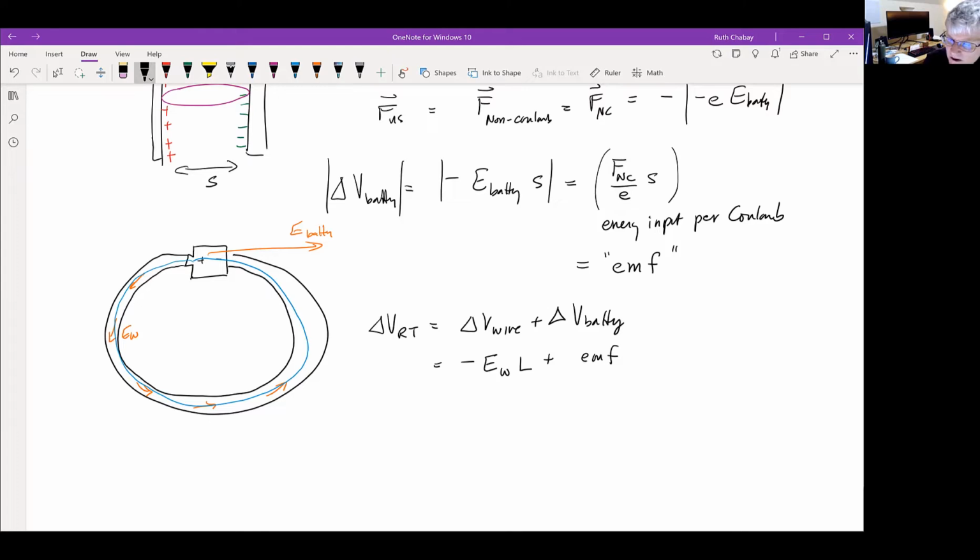And now this is going to be a positive number because our path went from negative to positive. So here, when we're in the wire, our path is in the direction of the wire. When we're inside the battery, our dL is opposite. And so that's a positive number. And we know that this has to be 0. And so, in fact, we can calculate the electric field in the wire, which is where we're getting to. So the magnitude of the electric field in the wire is just equal to the EMF of the battery divided by the length of the wire.